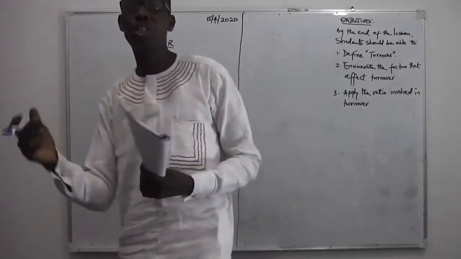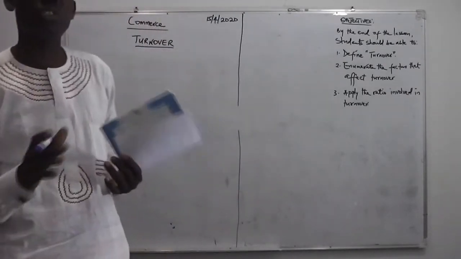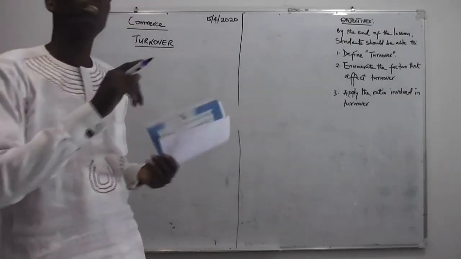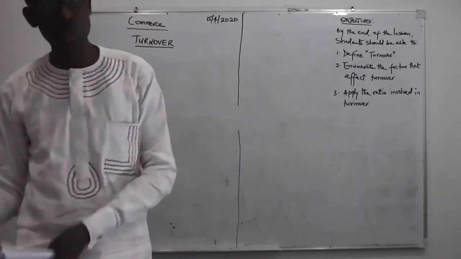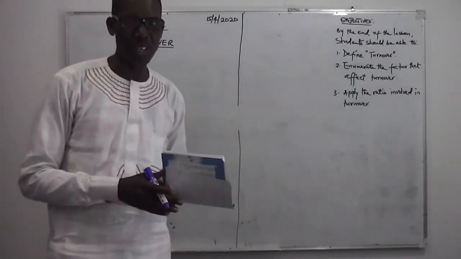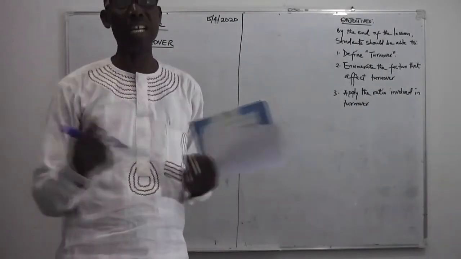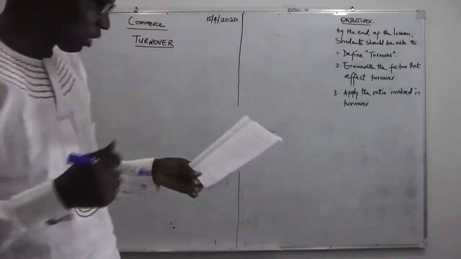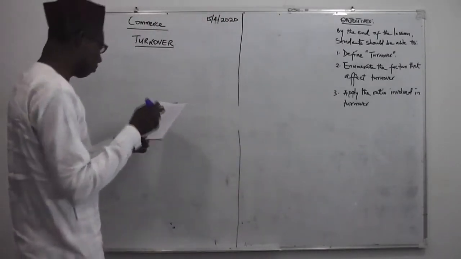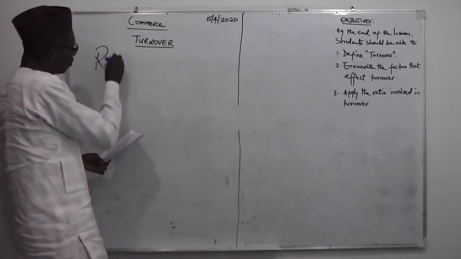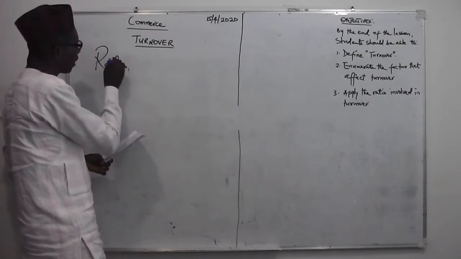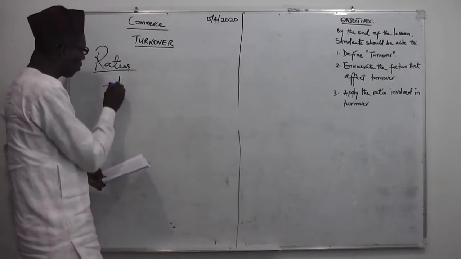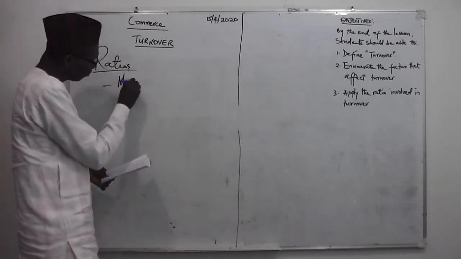The difference between the gross profit and the net profit is that the gross profit is just the total sales minus the cost of goods sold. But the net profit is what remains when you have removed the other expenses involved in the sales of those goods. So these are very important in these ratios. We are looking at the ratios that involve turnover. Among these, the first one is what we call margin.